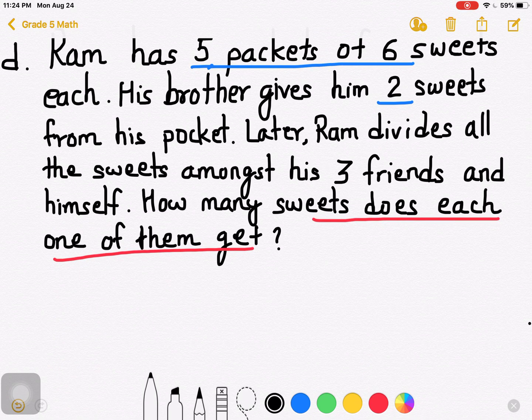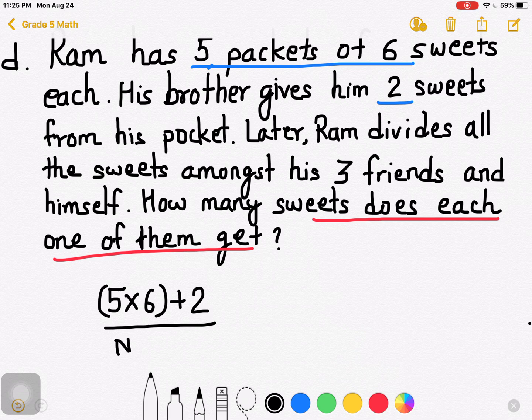Yes, 5 packets of 6 sweets each means 5 into 6. Okay, 5 into 6 plus 2. This is the number of sweets. Yes, we have made it here, isn't it? 5 packets of 6 sweets and his brother gives him 2, so this is the total number of chocolate.